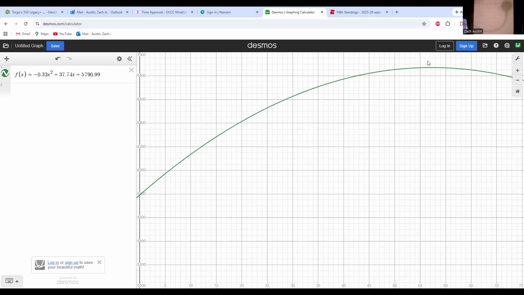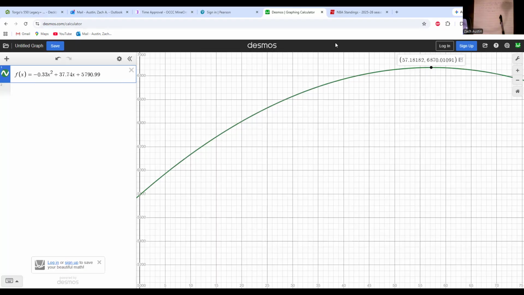Now we're asked to find the vertex. Let's say we want to round to the nearest whole number on both of these. Okay, so my vertex is going to be at 57 and 6870. So we've got our vertex. Now the second part of the question is to interpret that.